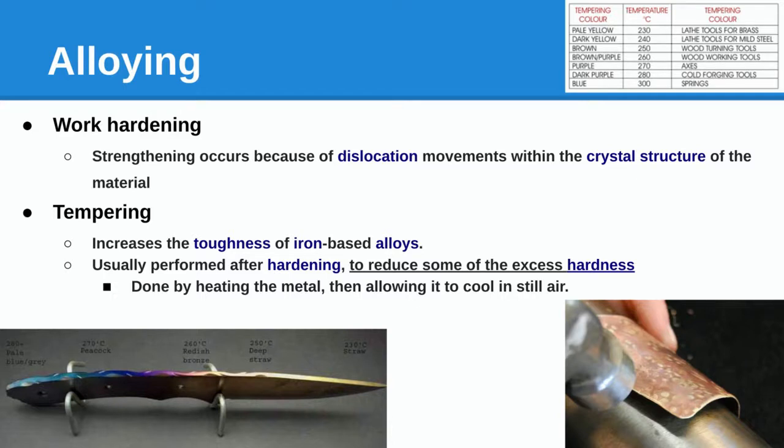So it increases the toughness of iron-based alloys, usually performed after hardening, to reduce some of the excess hardness, because you don't want the whole thing to be super hard. It's done by heating the metal and then allowing it to cool slowly. That's going to allow it a little more flexibility versus heating it up and plunging it into the cold water to cool it quickly.